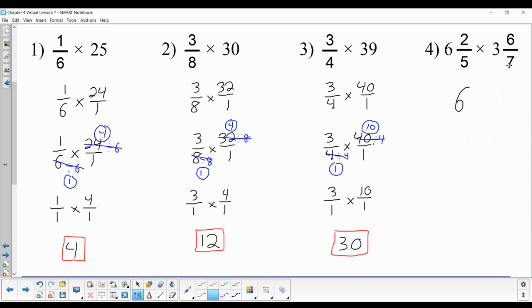And 3 and 6/7 is closer to 4 because 6 out of 7 is almost 7 out of 7. So 3 and 6/7 rounds to 4. And once you round them both to whole numbers, you can just multiply. 6 times 4 is 24. So again, please remember that estimating means round the numbers to numbers that you can do quickly and easily in your head without the need of doing any side work and without the need of a calculator.